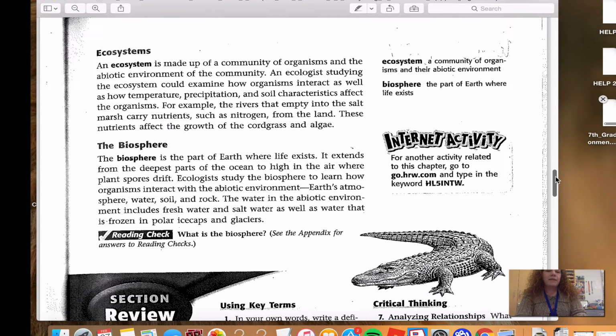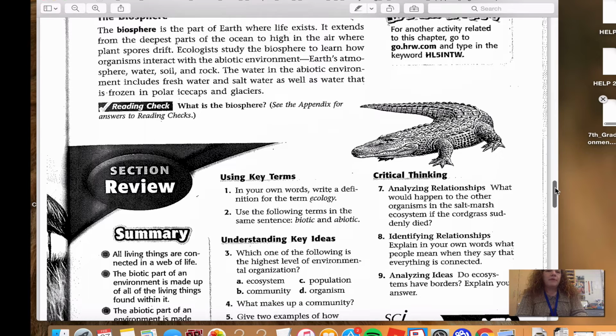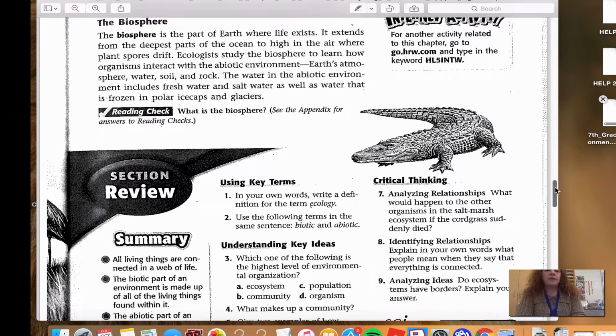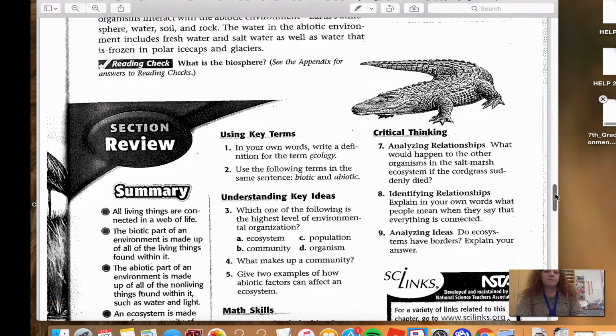Finally, the biosphere. The biosphere is the part of the Earth where life exists. It extends from the deepest parts of the ocean to high into the air where plant spores drift. Ecologists study the biosphere to learn how organisms interact with the abiotic environment, Earth's atmosphere, water, soil, and rock. The water in the abiotic environment includes fresh water and salt water, as well as water that is frozen in polar ice caps and glaciers.